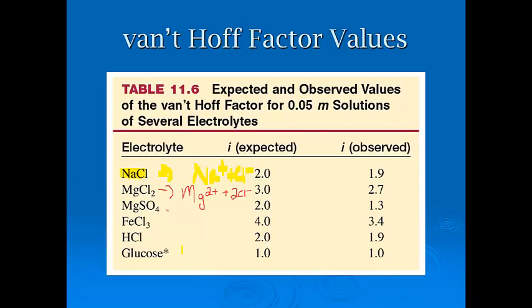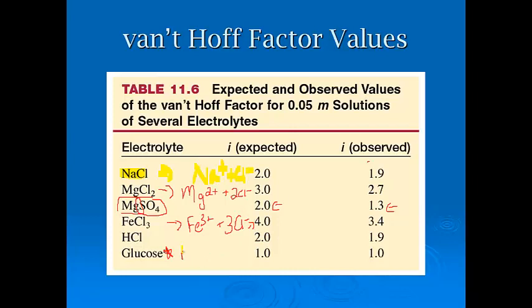Magnesium sulfate, again, you've got 1 ion of magnesium and 1 ion of sulfate. This one has a larger difference, because the expected would be 2.0, and the observed is 1.3. These would have to be given to you; you wouldn't be expected to memorize these. Iron chloride, we get a 4 because iron is going to split into iron 3 plus as well as 3 chlorides. That's where the 4 comes from.